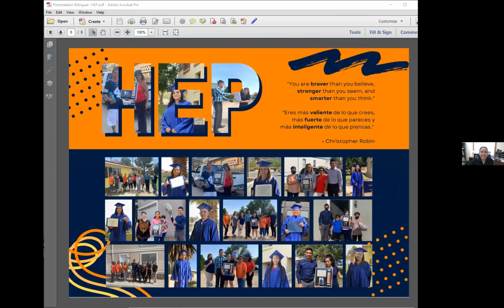Lastly, I want to share a little about the event we did for our graduation last year, since we could not have our ceremony due to COVID. So the entire UTEP program, along with teachers and staff, visited our graduates, brought them their certificate, and our RA students made this poster with the photos.